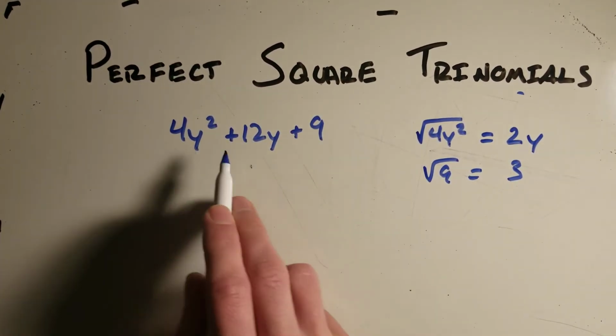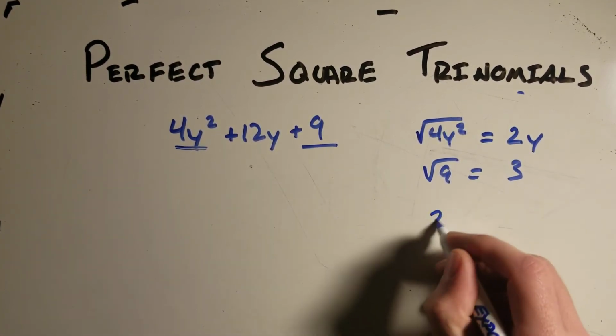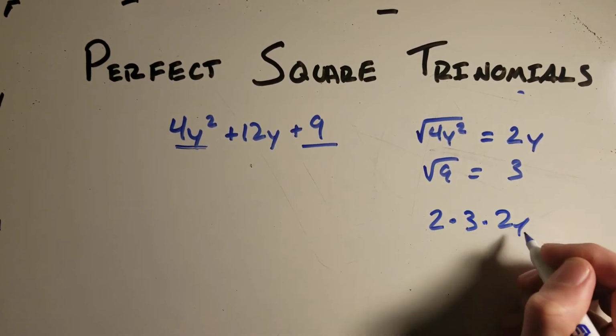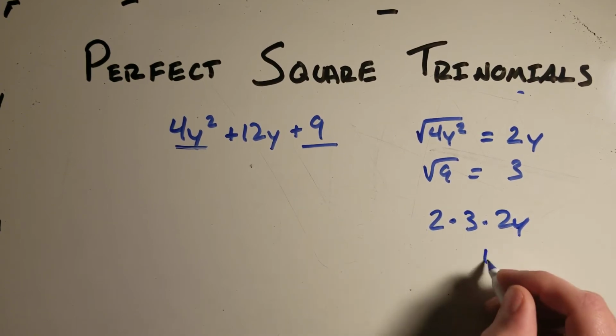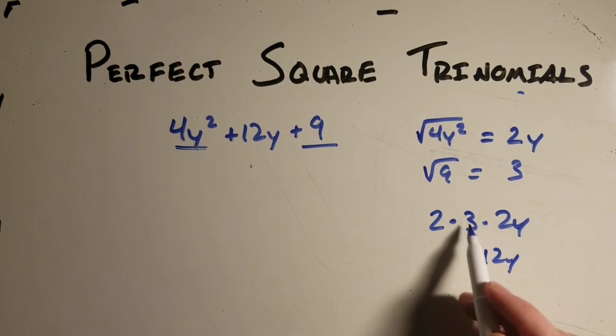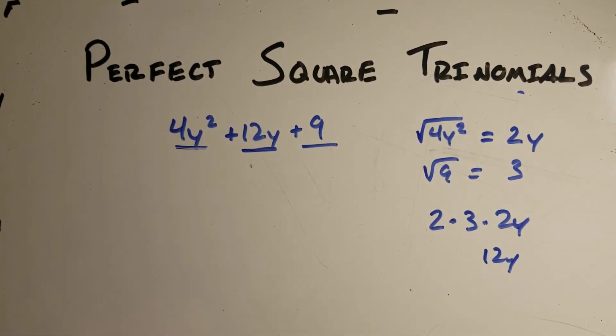So both of these are perfect squares, but we have to make sure that middle is equal to 2 times the product of these two. So 2 times 3 times 2y. 2 times 3 is 6, 6 times 2 is 12y. So the product times 2 of these is equal to 12y. So that means this is a perfect square.